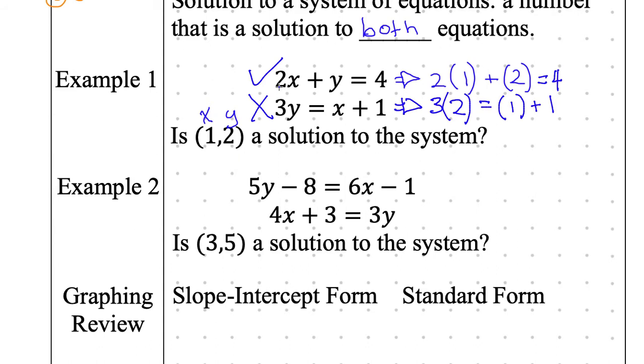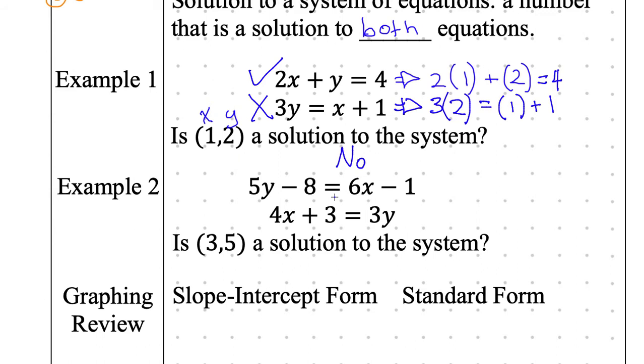So now let's answer the question. Is 1 comma 2 a solution to the system? Is there a quiet raised hand that could do this one? Let's actually answer the question. It is not a solution to the system. Thank you. Because it only satisfied one of the equations.